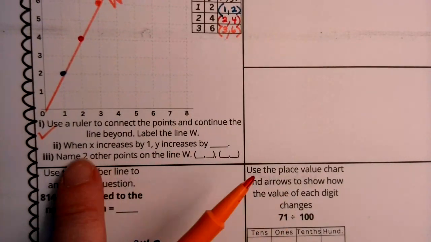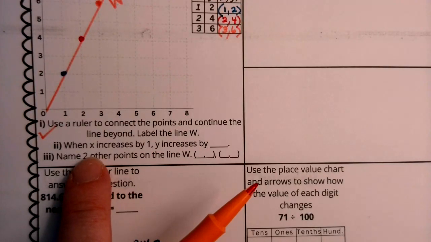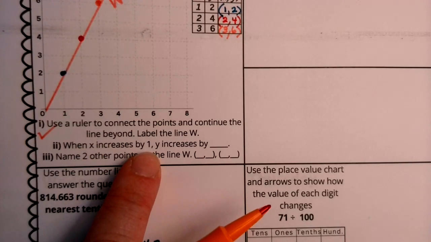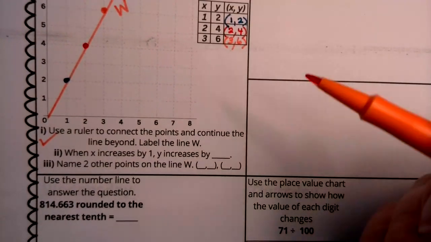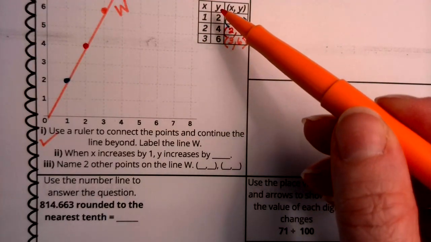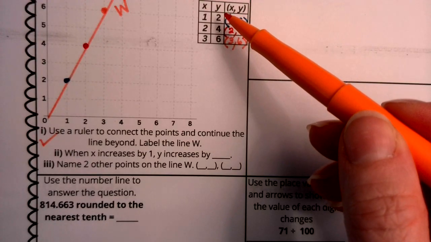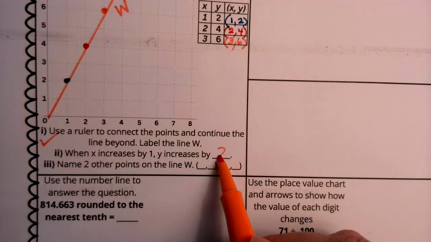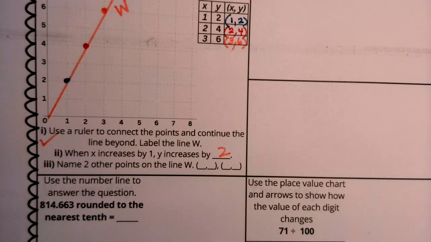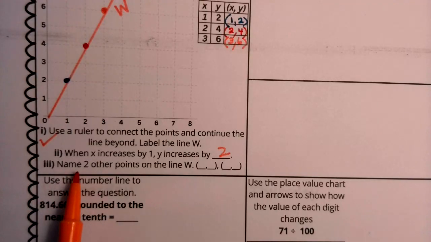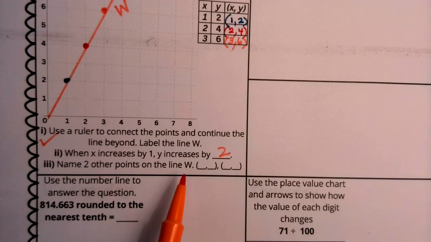Now, the second question is all about the pattern. When x increases by 1, what does y increase by? So x increases by 1. We go 1, 2, 3. But when y increases, what value does it increase by? What's the pattern rule here? 2, 4, 6. It increases by 2, right? So they have two separate pattern rules, and now we see those pattern rules, how they increase.